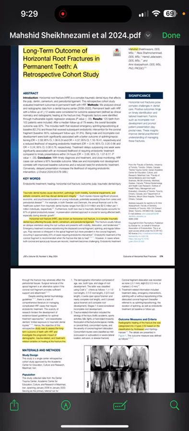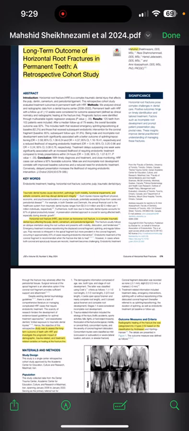This study evaluated treatment outcome in permanent teeth with horizontal root fracture. So the aim of this study is to assess the long-term outcome of teeth with horizontal root fracture and investigate the prognostic impact of trauma-related and treatment-related variables on healing of the fracture line.